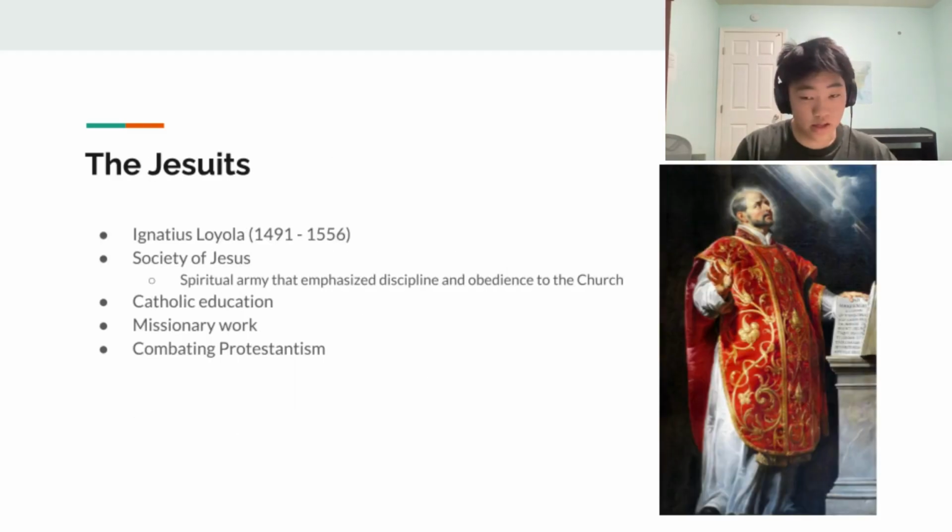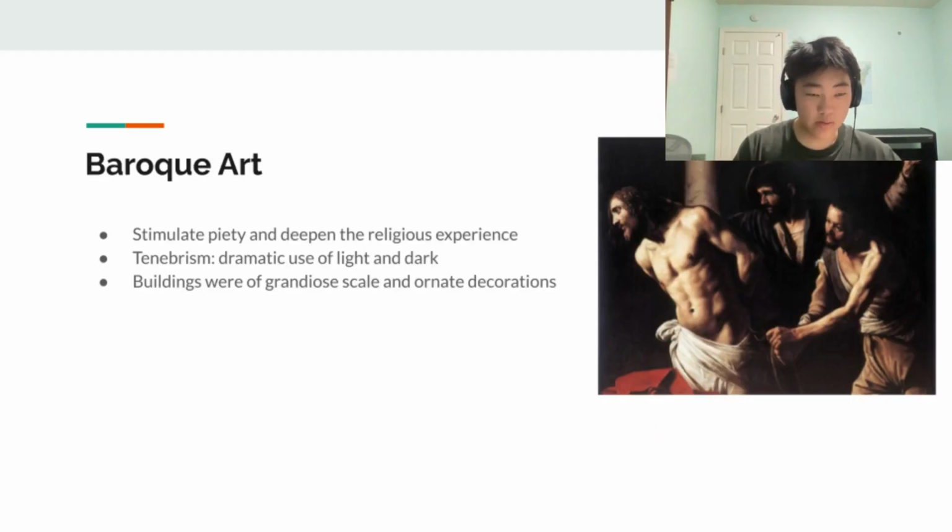See. Next, we have the Jesuits, who were created by Ignatius Loyola. The Society of Jesus were a spiritual army that emphasized iron discipline, absolute obedience, and some activities they undertook were Catholic education, missionary work, and combating Protestantism. And then something that comes hand in hand with the Catholic Reformation is Baroque art.